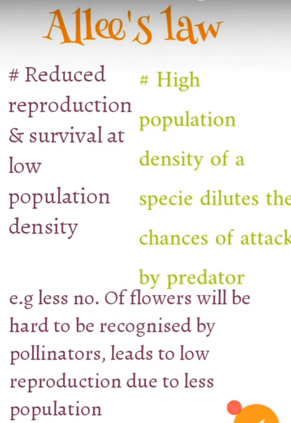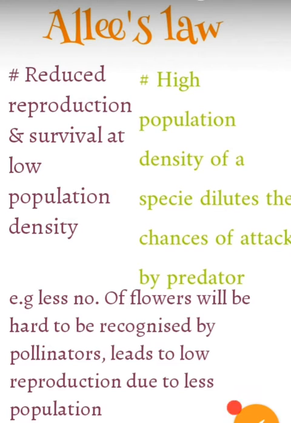Next is Allee's law. In Allee's law, they have shown that in low population density the chances of reproduction become low, and if the chances of reproduction are low, then their chances of survivability will also become low. High population density of a species dilutes the chance of attack by predators. Obviously, if the organisms are present in high density, in high population, then their chances of being captured by the predator would become low, and their rate of reproduction would be high. Their chances of survival will be high.